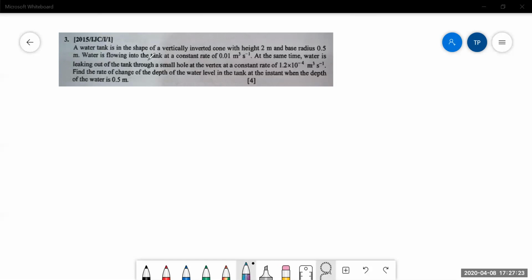So do you need me to go through the whole question? Yeah, the whole question. Okay. Let's go. Step number 1. Identify the topic. Differentiation? Integration? The applications of differentiation.